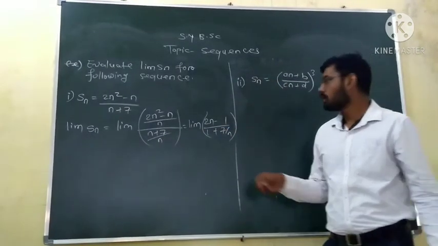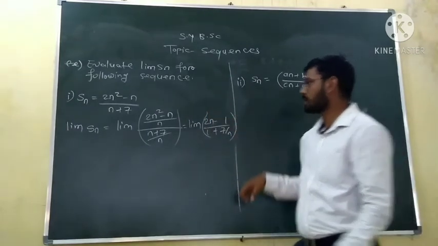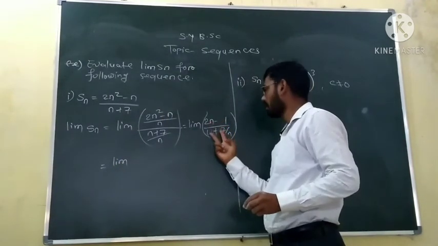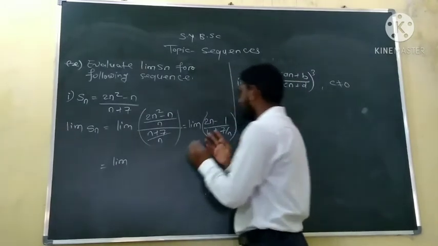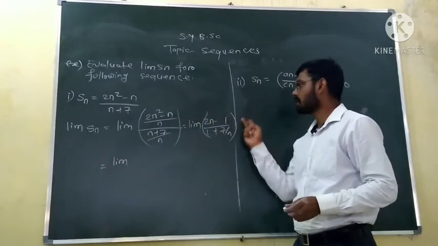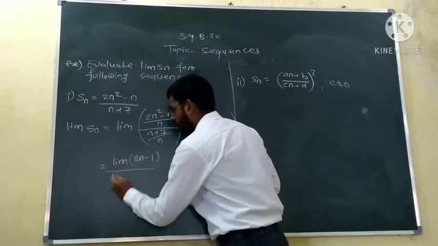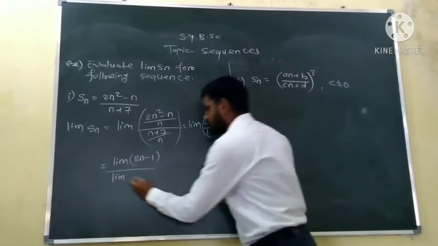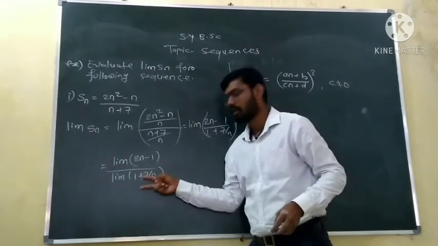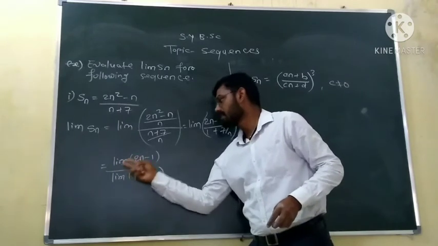Now we know the limit of xn upon yn is equal to the limit of xn upon the limit of yn, so we will separate the limits into the limit of the numerator and the limit of the denominator. We also know the limit of xn minus yn is the limit of xn minus the limit of yn. So this becomes the limit of twice n minus 1 upon the limit of 1 plus 7 by n.